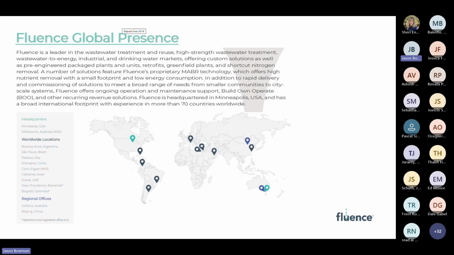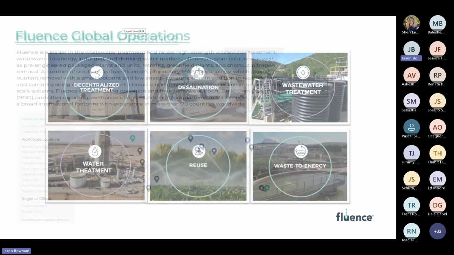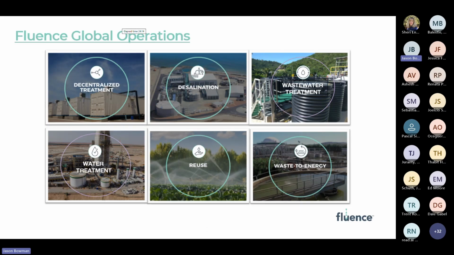For those of you who may not know Fluence's global presence, we are quite a large company. We do have offices in 13 countries, covering projects in over 70 countries. And in addition to what we've covered here today, in addition to the waste to energy, the anaerobic digester systems, we do have divisions dedicated to the more complete water cycle, ranging from decentralized treatment to desalination, to municipal and industrial water use, and of course, our industrial wastewater operations.